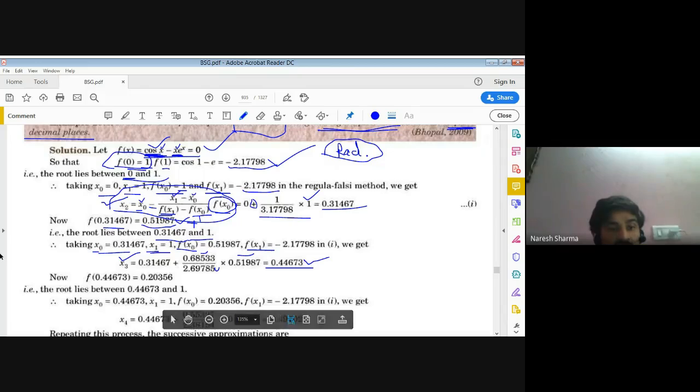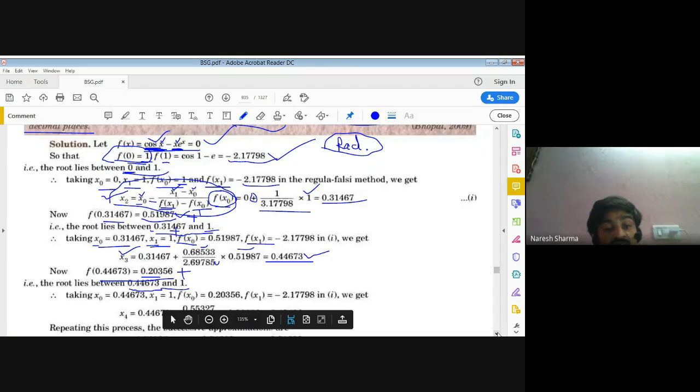So after putting in the function, you check whether it has the opposite sign at this point or a negative point. If you see here, it gives us a positive sign. So positive sign means earlier this point, 0.314, had the opposite sign, and your 1 is with negative sign. So now we replace your 0.314. So now the root lies between 0.44673 and 1. So again you just put in the same formula, you get your x4.